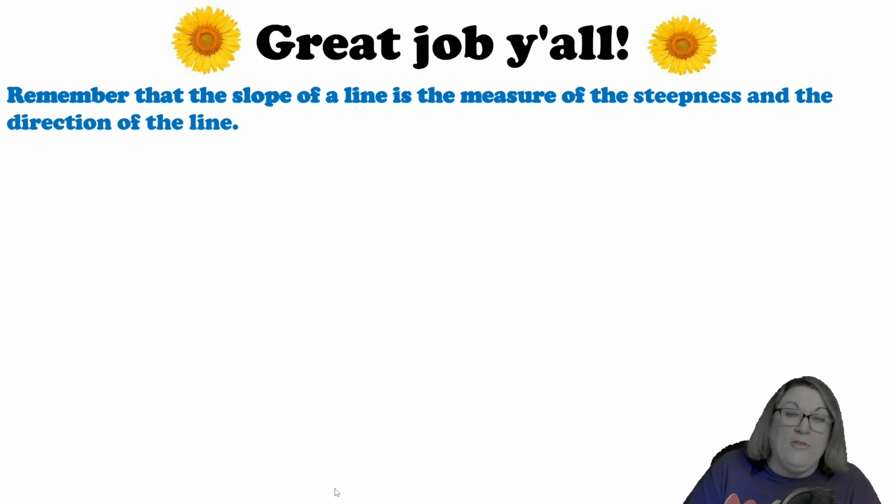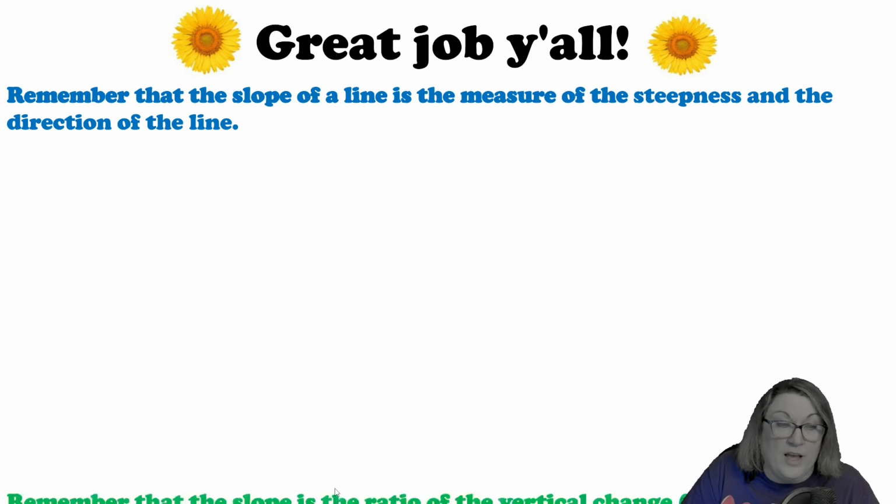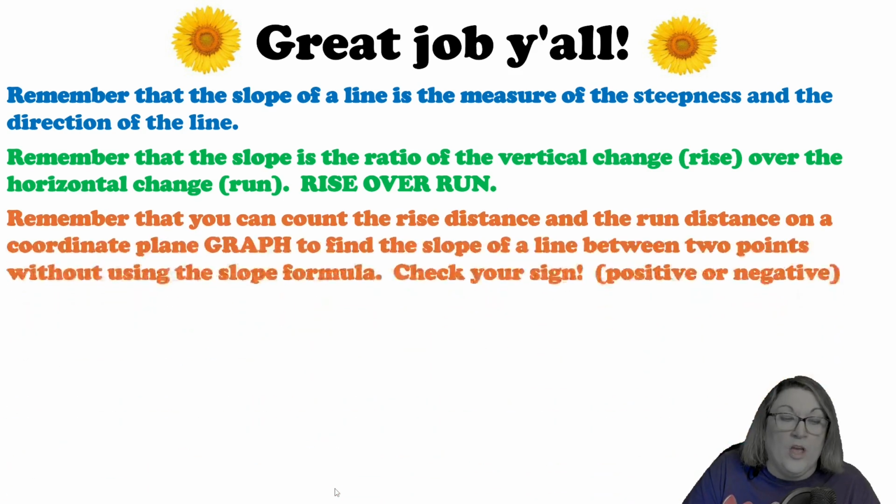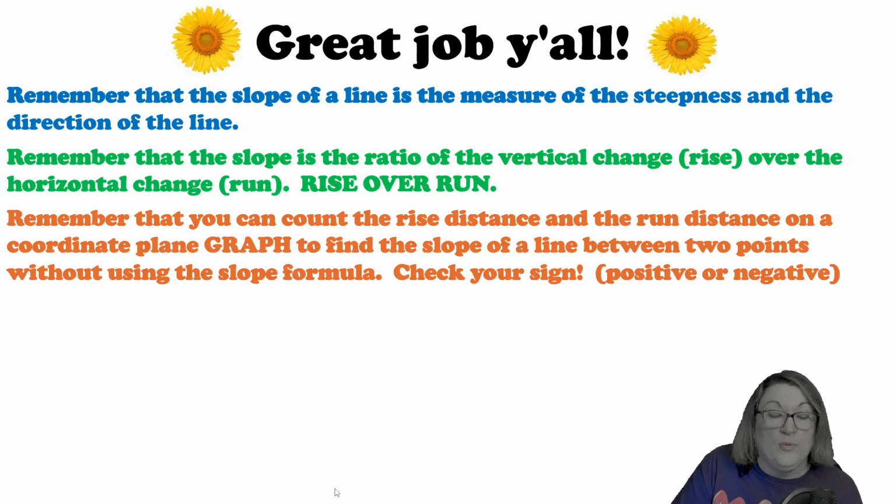All right, so remember that the slope of a line is the measure of the steepness and the direction of the line. Remember that the slope is the ratio of the vertical change or the rise over the horizontal change or the run, rise over run. Remember that you can count the rise distance and the run distance on a coordinate plane graph to find the slope of the line between 2 points without using the slope formula. Don't forget to check your sign, whether it's positive or negative. If it's negative, make sure you add that little negative symbol to it.